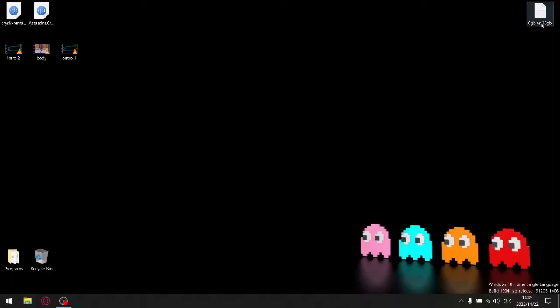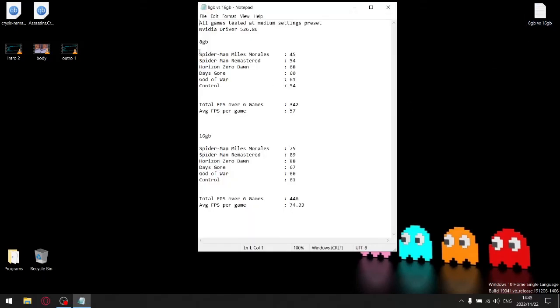Right, so as I mentioned, I was going to show you the benchmark results without recording software. So here we go. For 8 gigs over 6 games. For Spider-Man Miles Morales, I got the average benchmark of 45 FPS. And then for 16 gigabytes, I got 75 FPS. So as you can see, there's a 30 FPS difference right there.